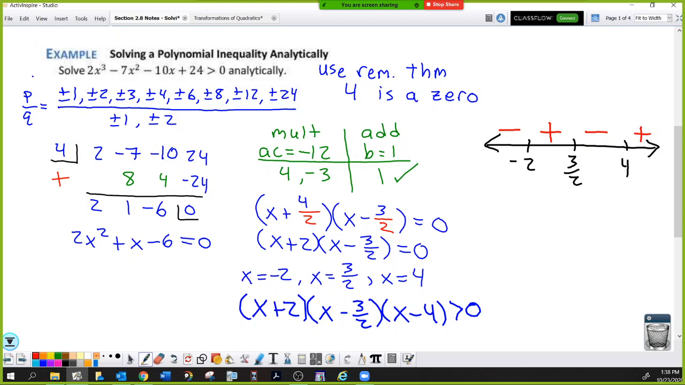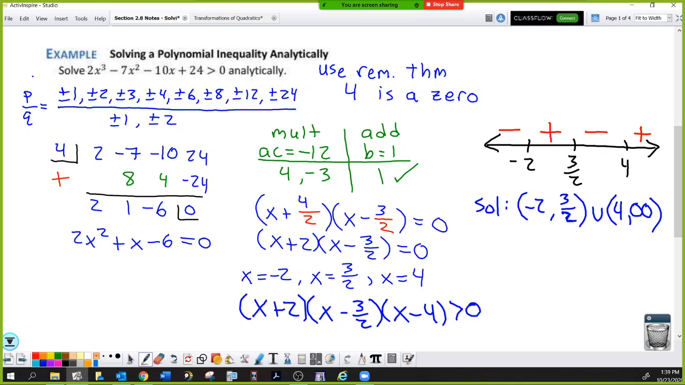So our answers, our solutions, because we're trying to figure out where the polynomial is greater than 0, are going to be, so I'll just write solution, between negative 2 and 3 halves, union, everything to the right of the number 4. There you are. That is the answer to that question.